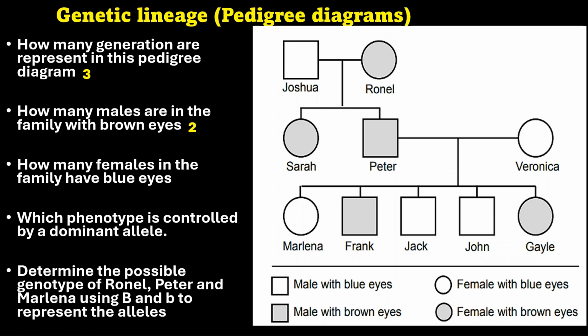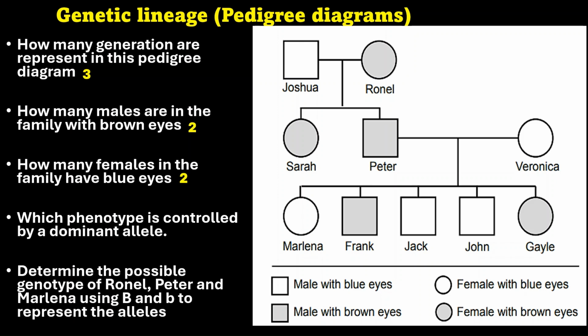How many females in the family have blue eyes? Let's check. A circle represents a female, and a white circle represents blue eyes. First generation, Joshua and Ronell, there's none. Second generation, Sarah, Peter, Veronica. Okay, Veronica has it, so that's one there. Third generation, Malina, circle, white, and there's none again. So there are two females in the family with blue eyes.